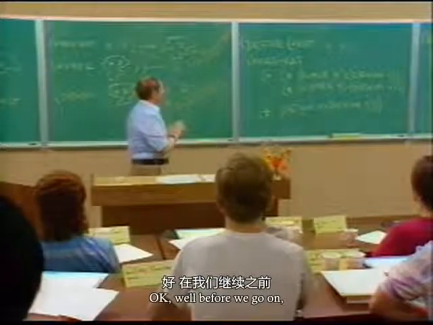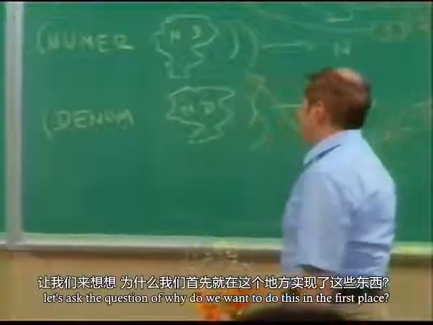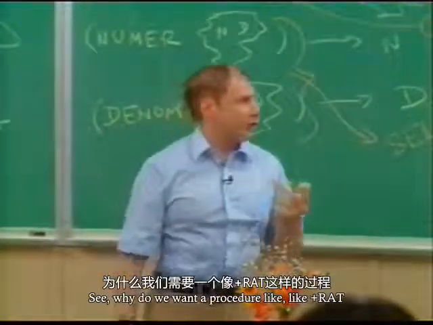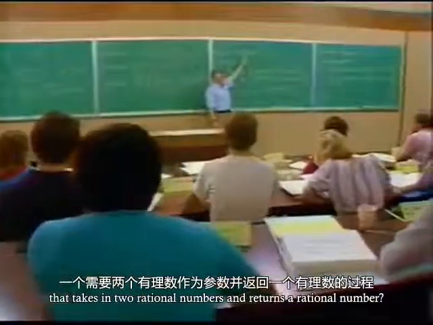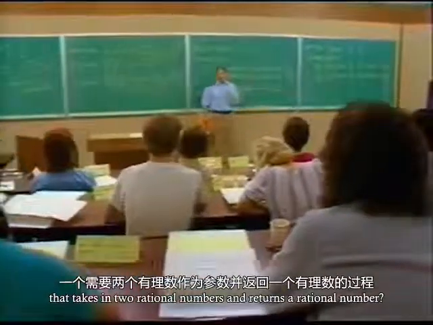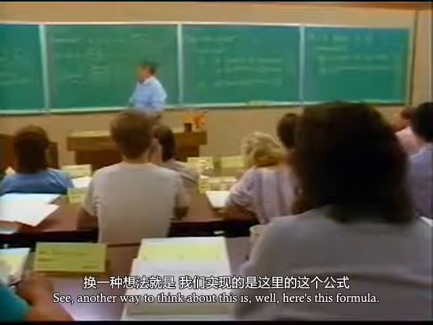Okay, well, before we go on, let's ask the question of why we want to do this in the first place. Why do we want a procedure like plus rat that takes in two rational numbers and returns a rational number? Another way to think about this is, well, here's this formula.